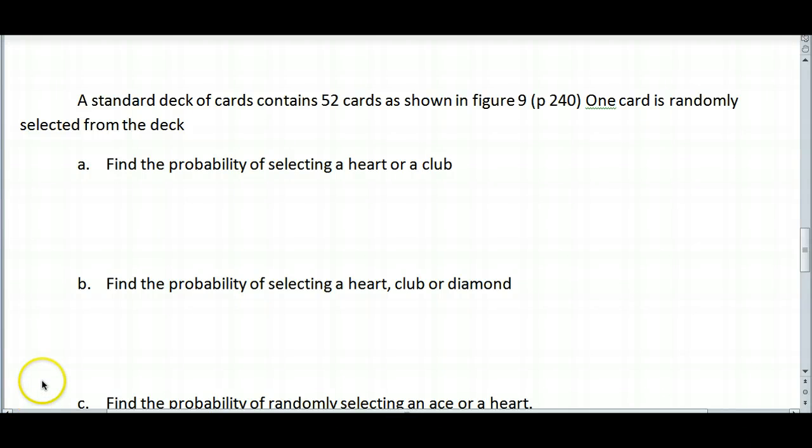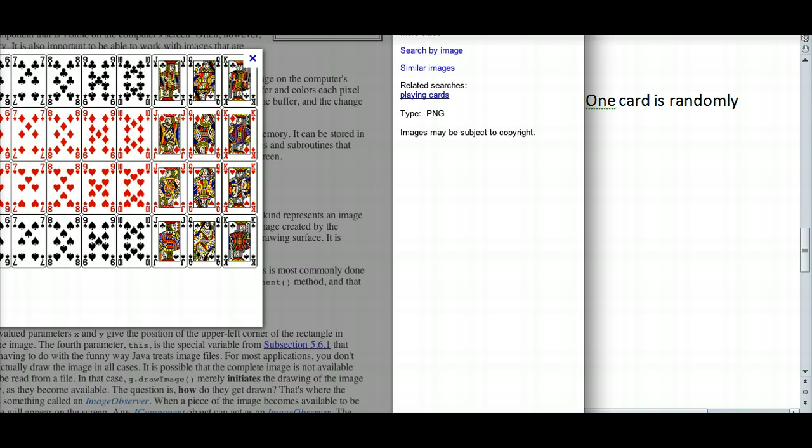Let's take a look at some probability problems involving cards. A standard deck of cards contains 52 cards as shown in figure 9. So for those of you familiar with a standard deck of cards, on page 240 you'll find a picture that looks something like this. This is not the exact photo, but it shows all of the cards in a deck. If you're not familiar with a deck of cards, that's definitely something you want to check out on page 240 to familiarize yourself with the different types of cards.